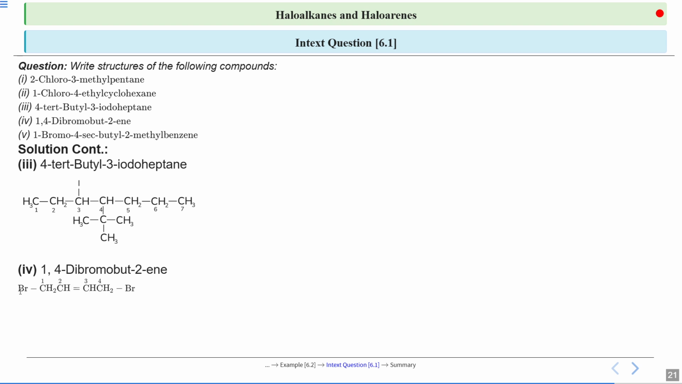Now at the first position put a bromine, and at the fourth position put a bromine. So we have put 2 bromines in this structure. We have 4 carbons, and a double bond at the second position. Other than that, complete the structure by filling every valency with hydrogen, right? And you get the structure of 1,4-dibromo-but-2-ene.